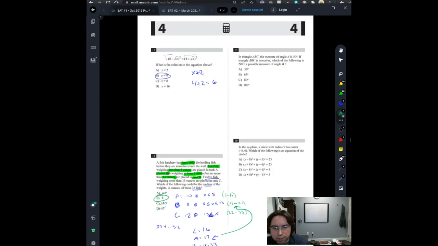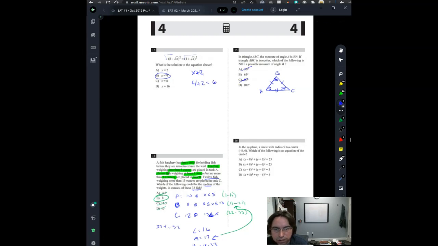Okay, number 15. Triangle ABC measures the angle of A is 50. If triangle ABC is an isosceles, which of the following is not a possible measure of angle B? So let's draw two different ones here. If we say this is A, B, C, and these legs are equivalent and this one's different, and A is 50, then this has to be 50. And if that's 50 and 50 is 100, this has to be 80. So we know 50 and 80 are not part of our answer choices.